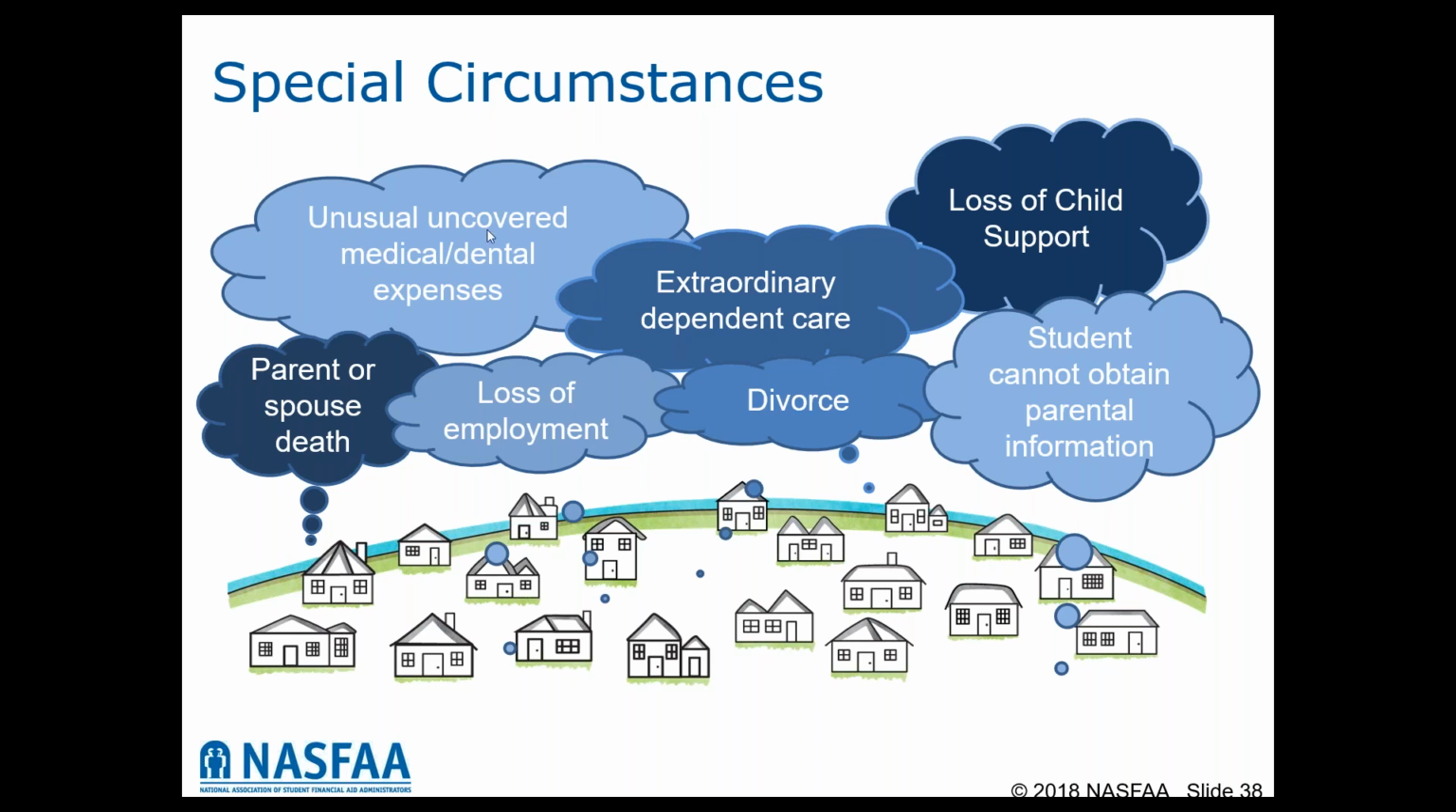Other examples would be unusual uncovered medical or dental expenses. So if in 2019, for example, the family had to pay out of pocket $5,000 for medical and dental expenses beyond what insurance would cover, they could provide documentation to the financial aid office, and we could take that into consideration and see if by considering that a reduction in income, would that change the student's eligibility for aid?